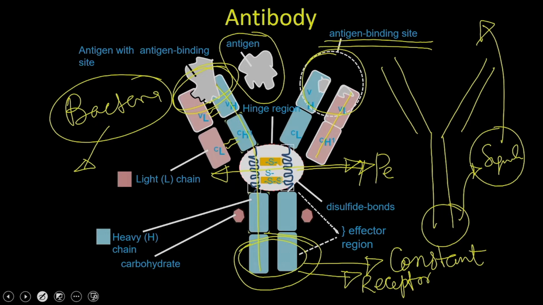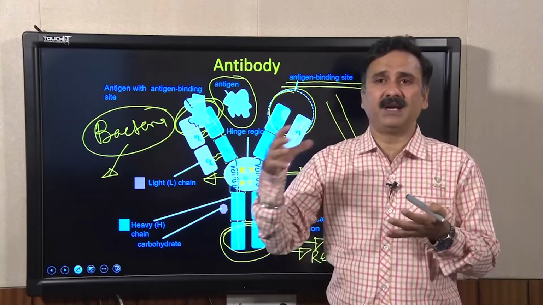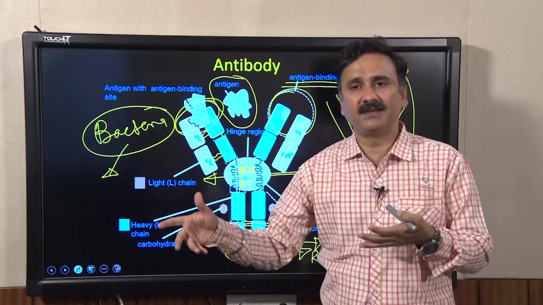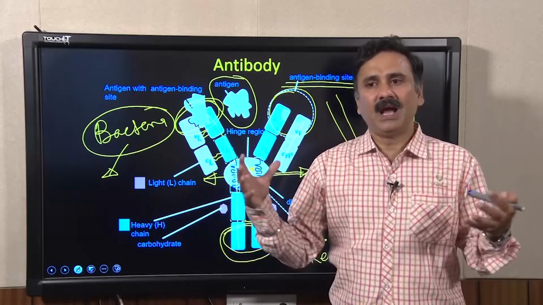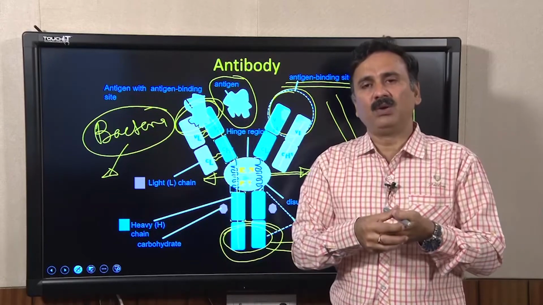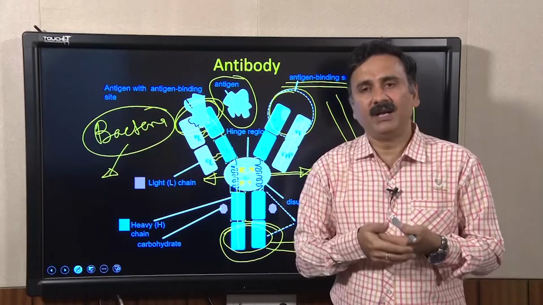So, the antibodies are mainly doing two main functions. One, they sequester the antigen to a very localized area, so that other cells such as macrophages and dendritic cells and all other kinds of T cells and B cells come to that vicinity and are able to destroy this foreign antigen.